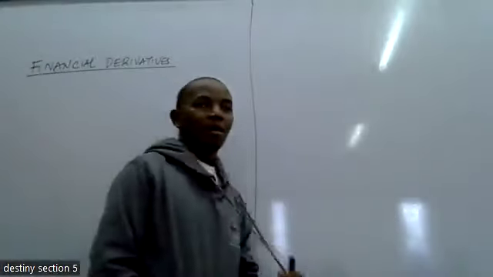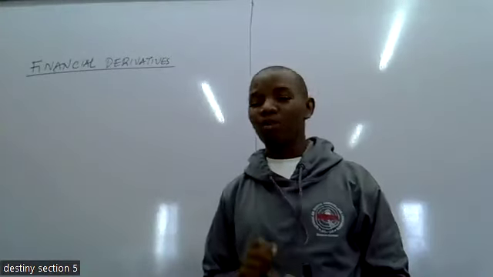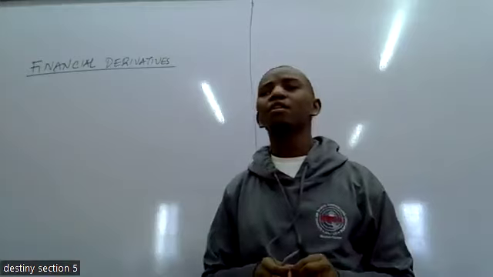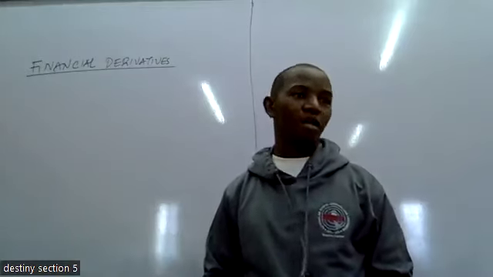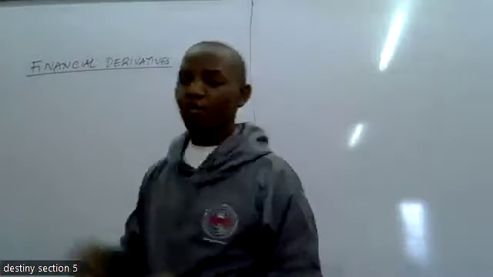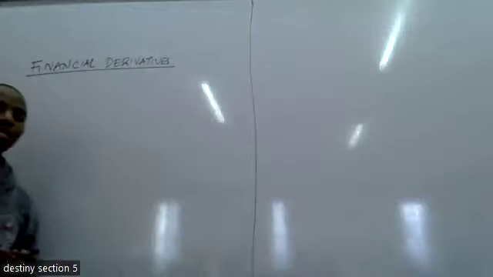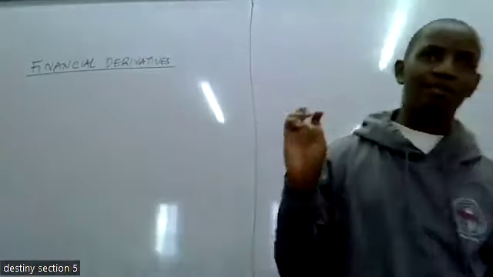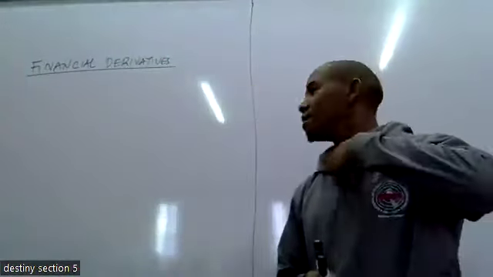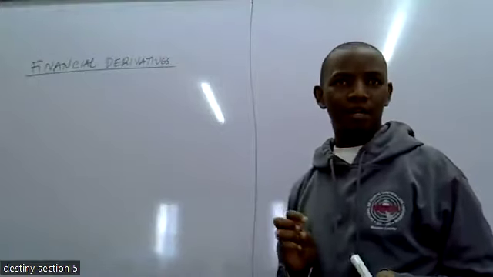Now, when we talk about derivatives, we are talking about financial instruments which are derived from one or more variables, a variable known as the underlying. When we talk about an underlying here, we are generally talking about an asset. It's only that most of these derivatives are not traded in Kenya.